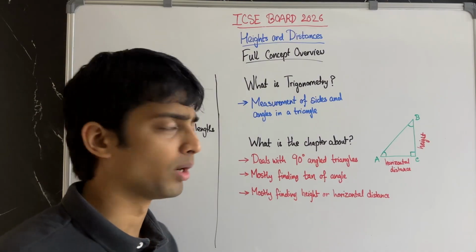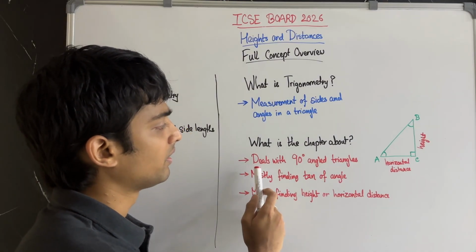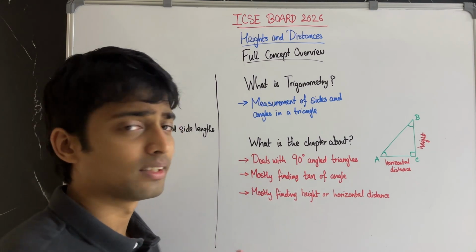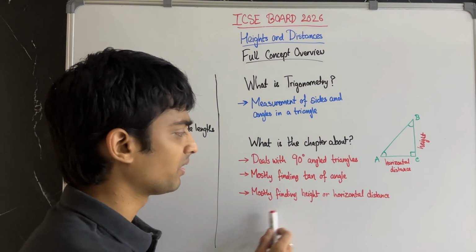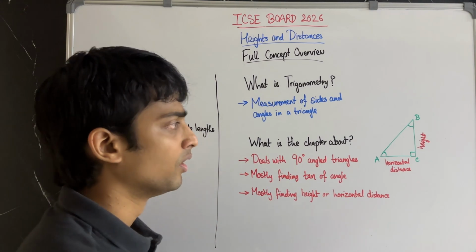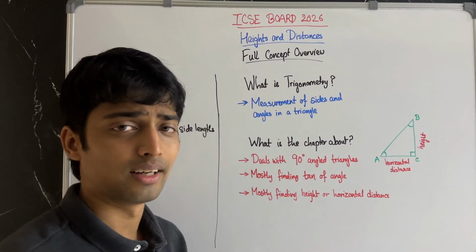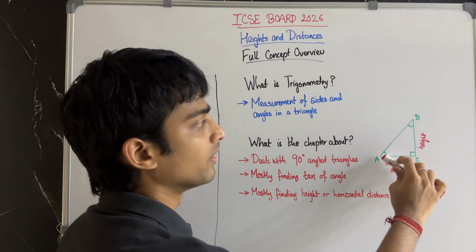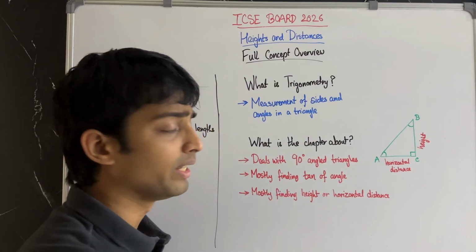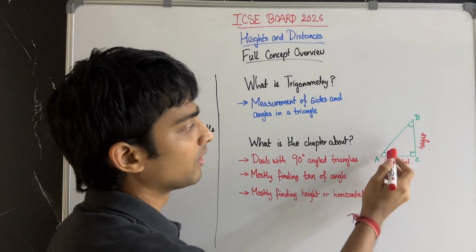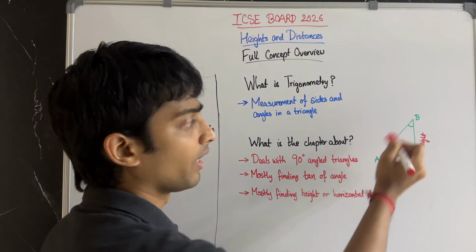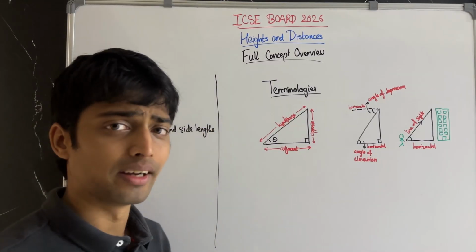What is this chapter about? This chapter deals with 90-degree angle triangles. It's mostly finding the tan of the angles and mostly finding height or horizontal distances. So let's say this is a 90-degree triangle. This is the horizontal distance and this is the height, and this is called the hypotenuse. So we usually will have to find the tangent of the angles, either the horizontal distance or the height. Okay, so this is a general 90-degree triangle.